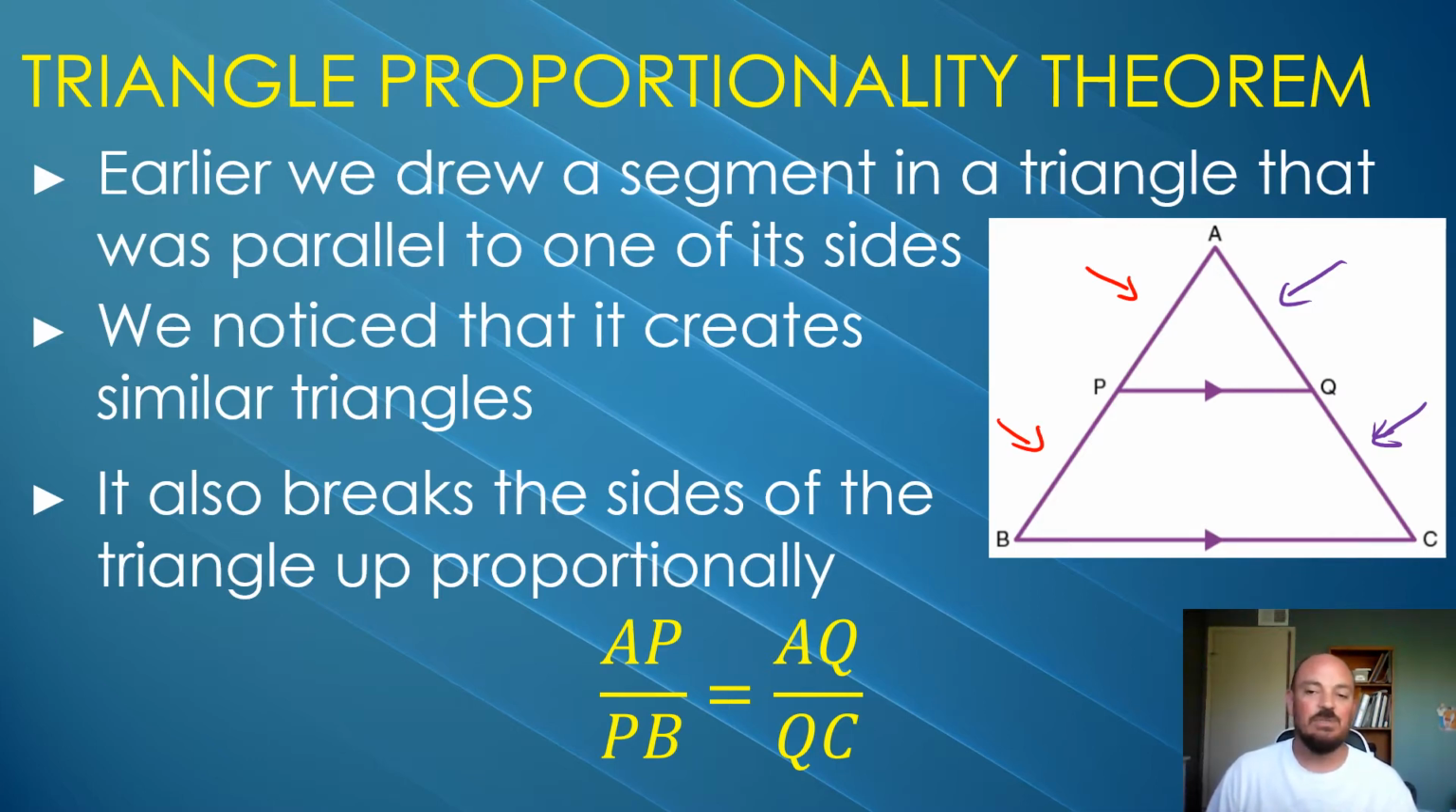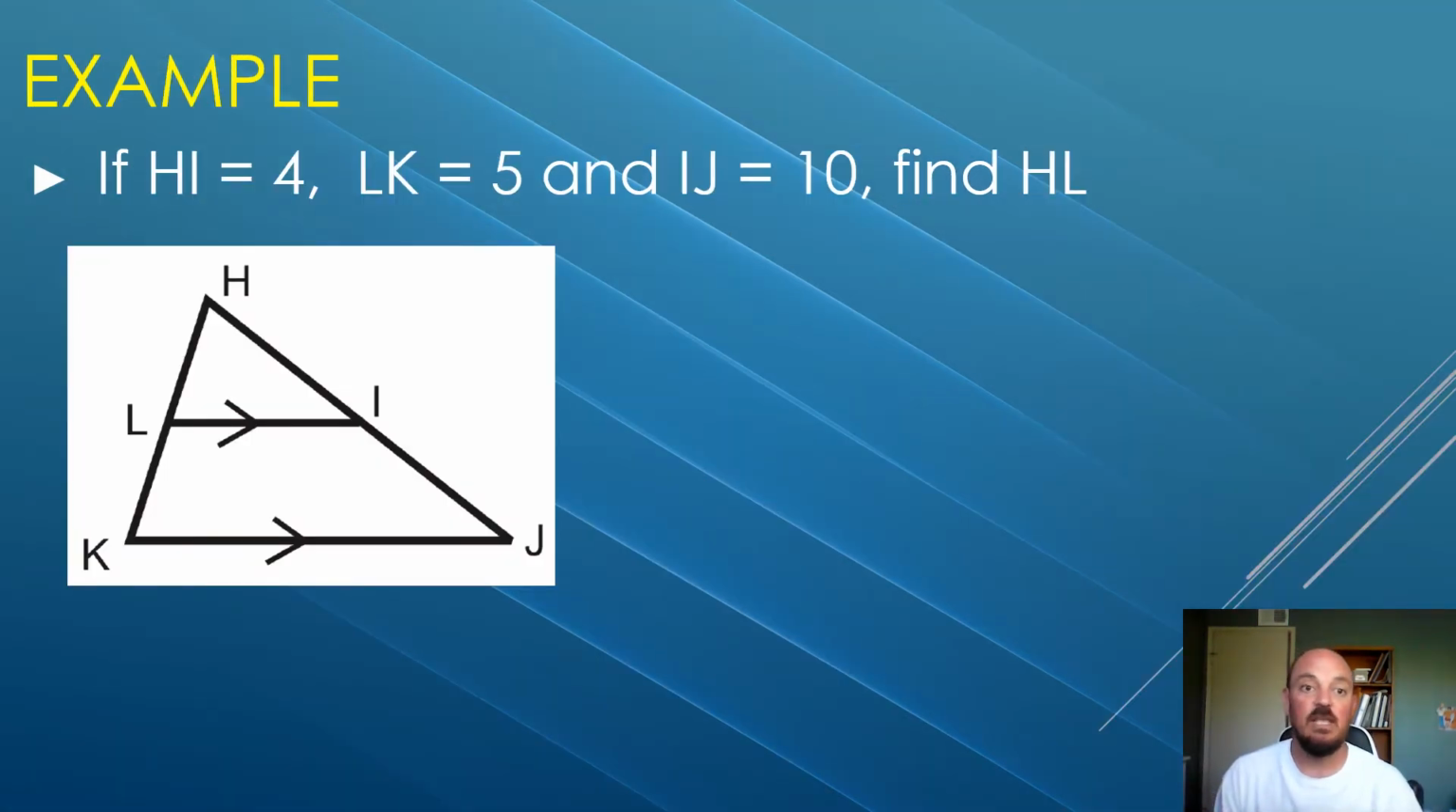What it does is it gives you a slightly easier way to answer the question that we did earlier. And in fact, what I'm going to do for our first example, we're going to repeat the exact same question. The first time I showed you this question, I gave you this picture, and I said HI is 4 right here. I said LK is 5 down here. IJ is 10 over here. And I asked you to find HL, so we called that our X.